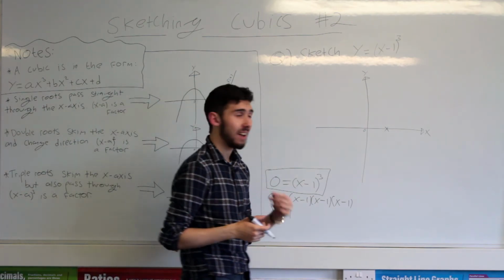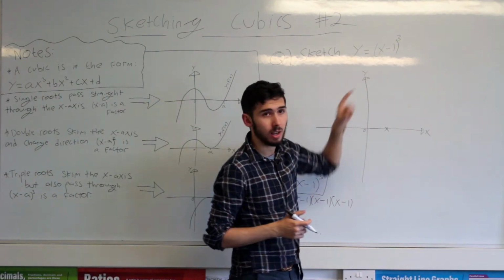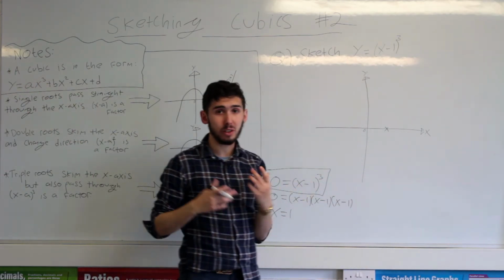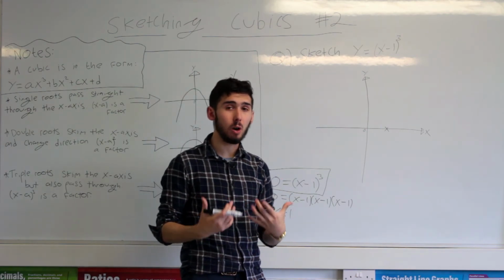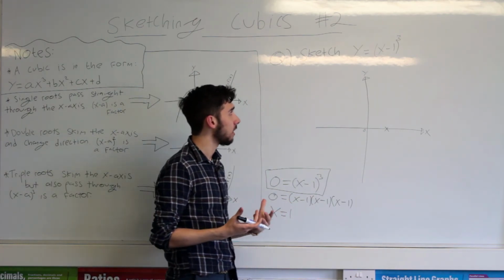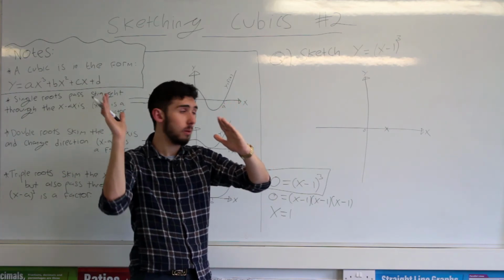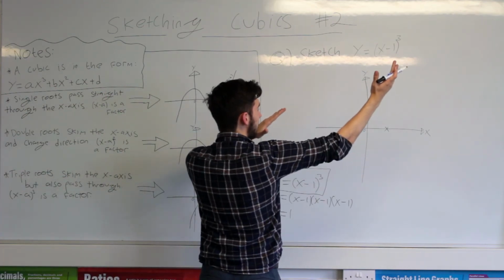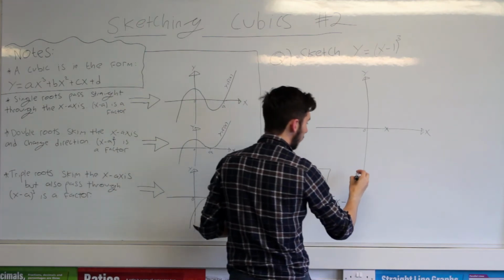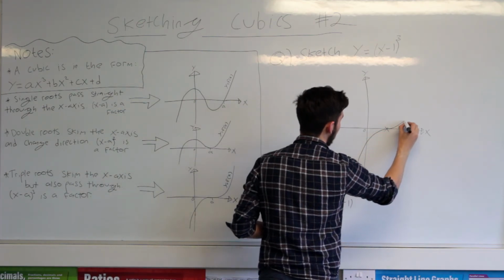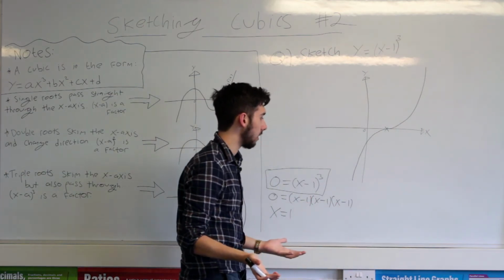Once again, a is positive, and when I say a, I mean the leading term, the x cubed coefficient. Which means we are going to be coming up and finishing coming up, or I should do it this way. We're going to be coming roughly like this, skimming, and then shooting back up again, okay?